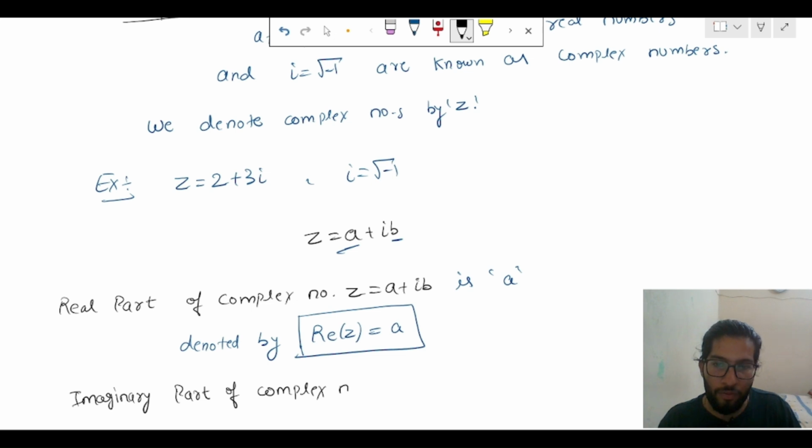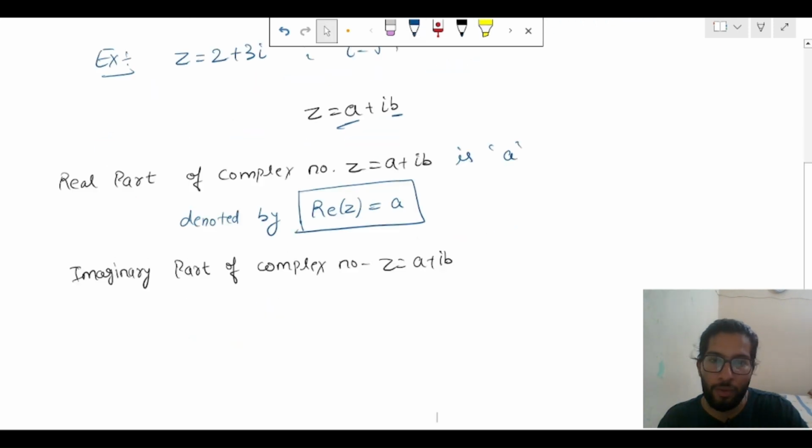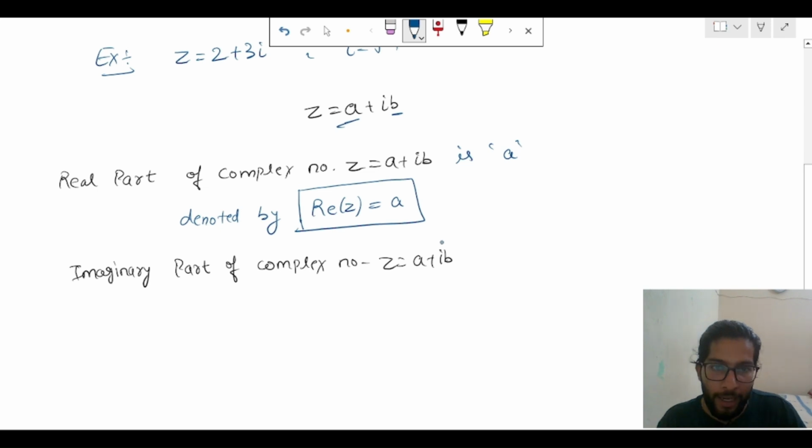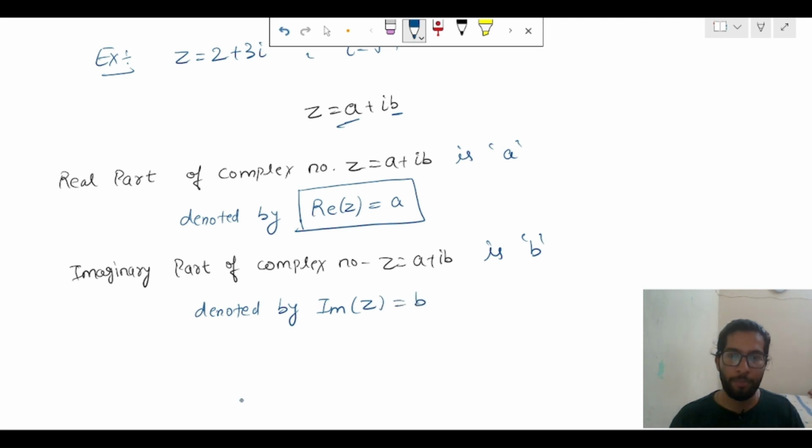Imaginary part of complex number z is equal to a plus ib. So for this one we will also do the same thing, but in that case we have to take the number which is the coefficient of iota, and in this case we have b, which is the coefficient of iota. So imaginary part is equal to b, and it is denoted by imaginary part of z is equal to b.